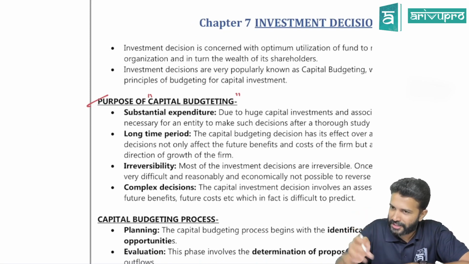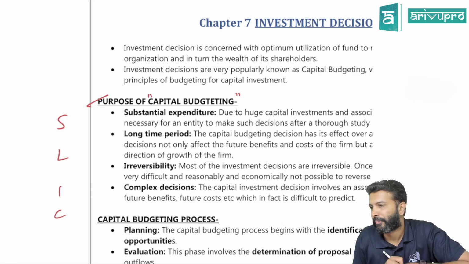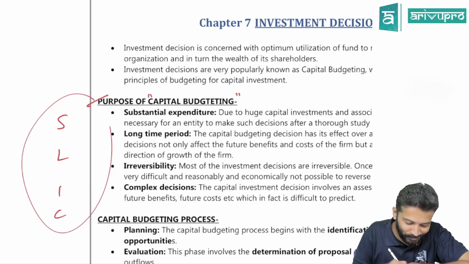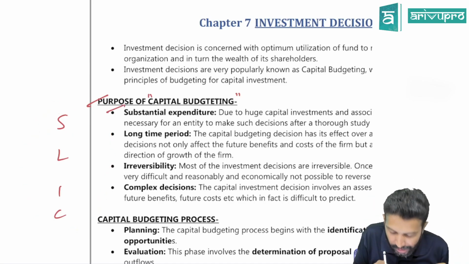There are actually many answers. We'll stick to the things given over here. That we can call as SLICK. All right. S for substantial expenditure.